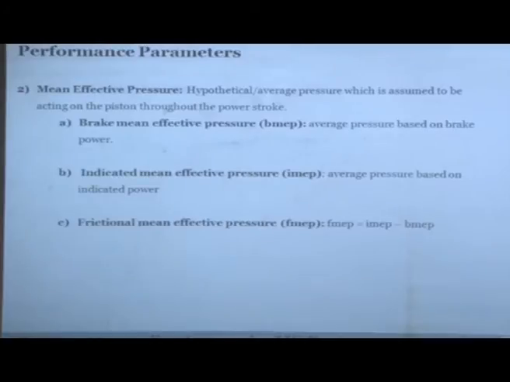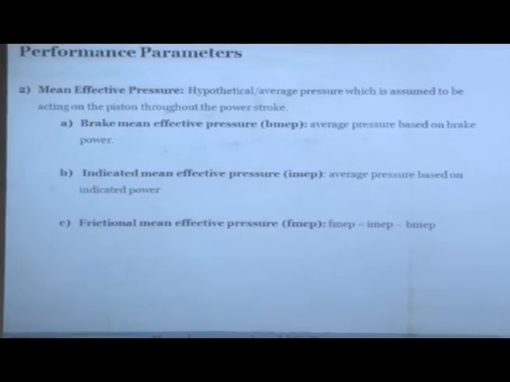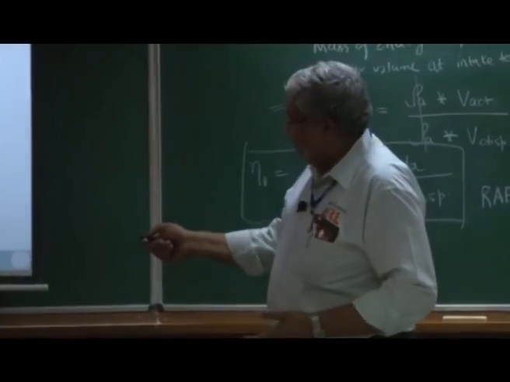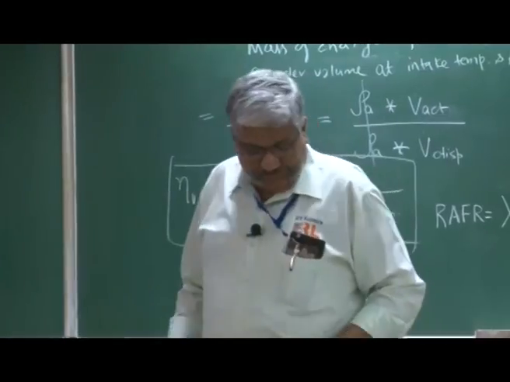IMEP will be higher because some of it is lost before reaching the brake, and then another parameter has been defined which is frictional mean effective pressure, FMEP, which is nothing but IMEP minus BMEP. It tells you how bad your powertrain is. If the FMEP is very high, that means you are wasting a lot of energy in friction inside the engine powertrain. In transferring the power all the way from piston to the shaft, you are wasting a lot of energy. So FMEP has to be small. Okay?